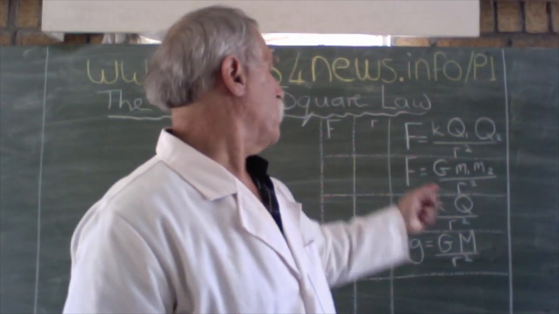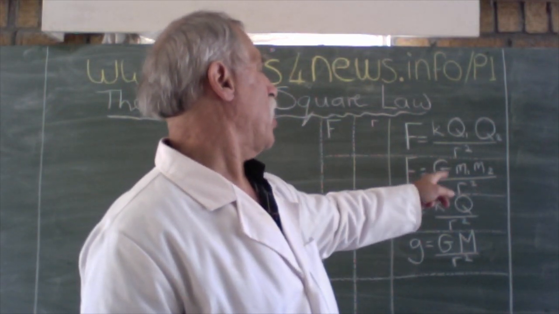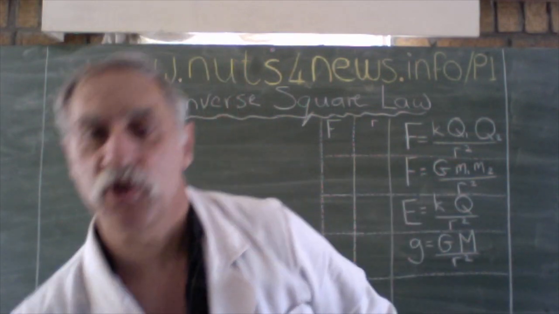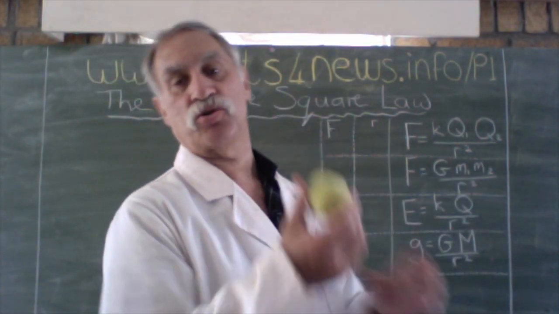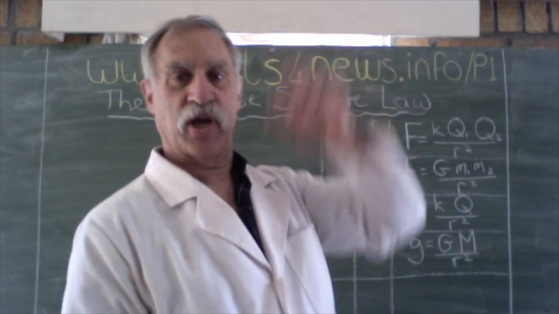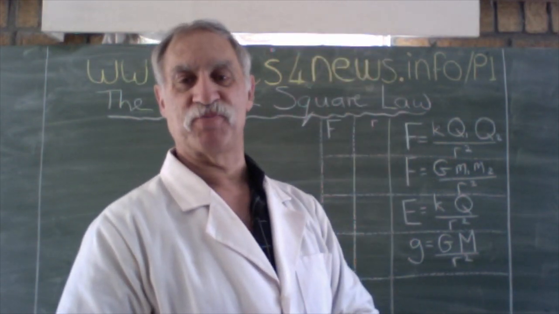Now likewise, we have the force of gravity. Here we have the universal gravitational constant. We have a mass 1, for example, an apple. We have a mass 2, say the Earth. And there's a force of attraction, and it's always an attractive force that pulls them together.